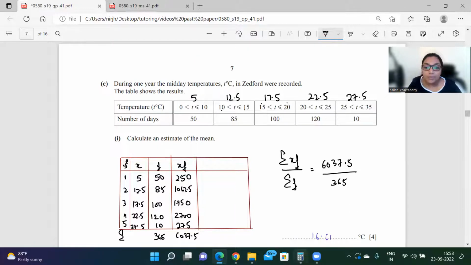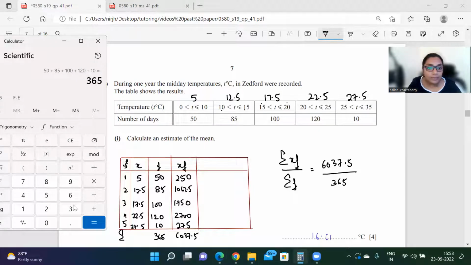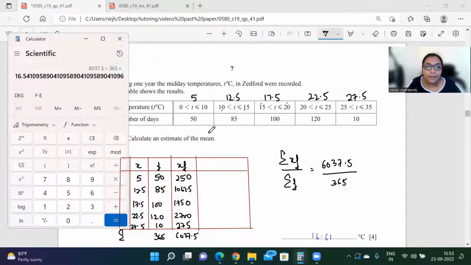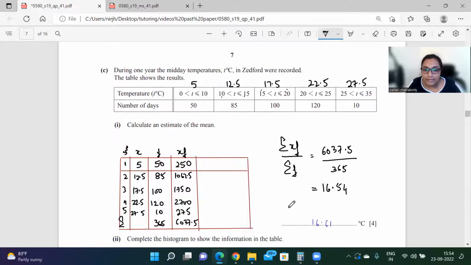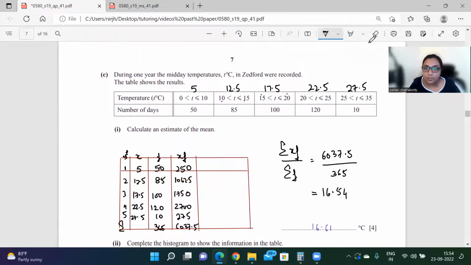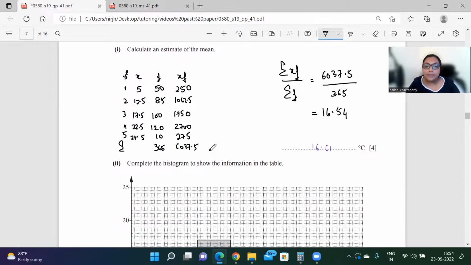Okay. So what will this value be? We divide 6037.5 divided by 365 and you get 16.541. The value of the mean comes out to be approximately 16.54 or 16.6. That's up to you to round it off. Let's clear this. Right. So this is how you calculate the mean.